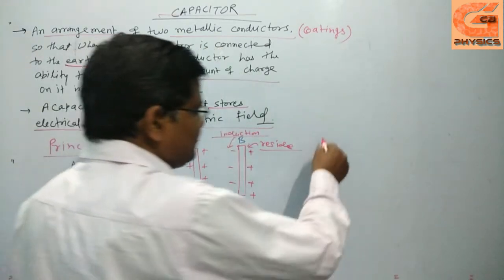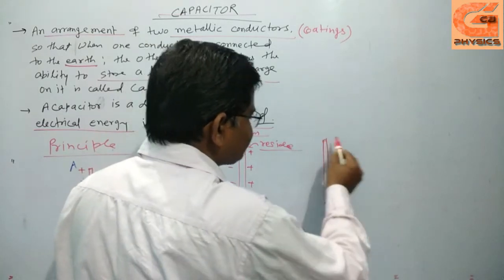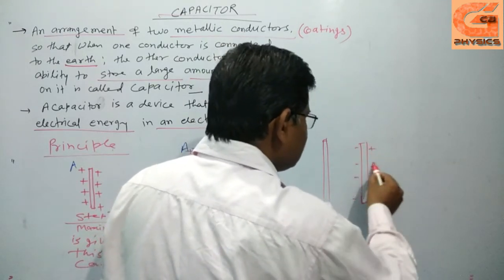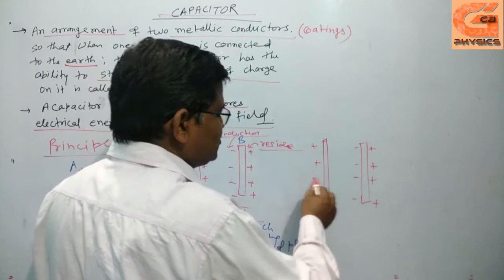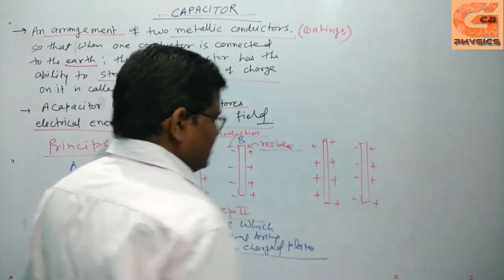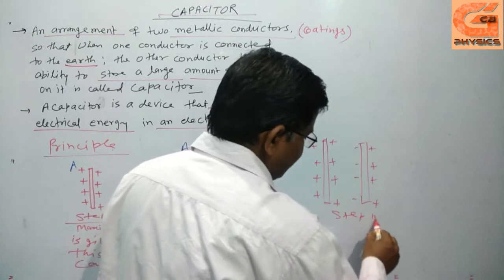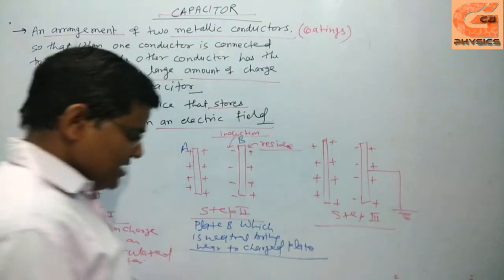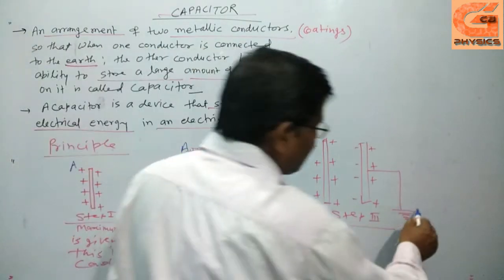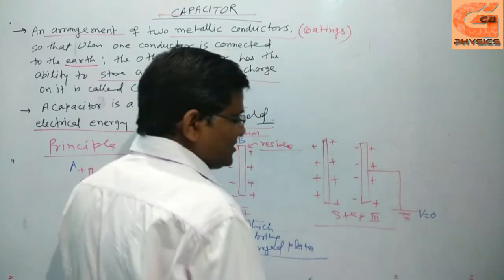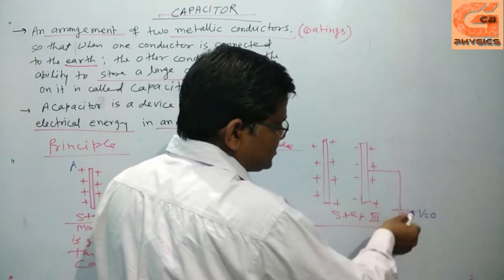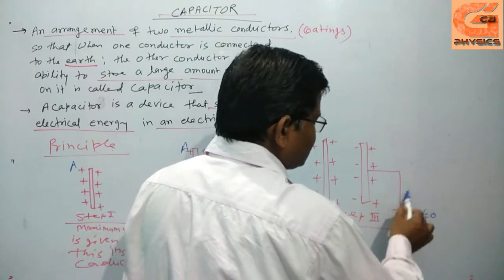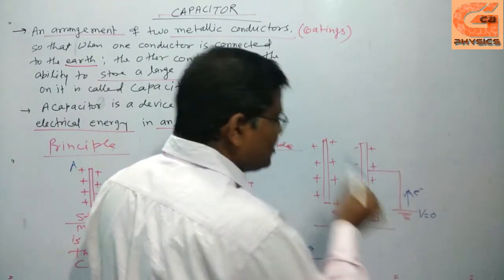Then step number 3, the final step. Equal amounts of charge are present, 1, 2, 3, 4. And this is step number 3. This plate is now earthed. Earthed means the potential of this is 0. Then this is at high potential and this is at low potential. Hence electrons go from lower potential to higher potential, and this becomes neutral with the earth.